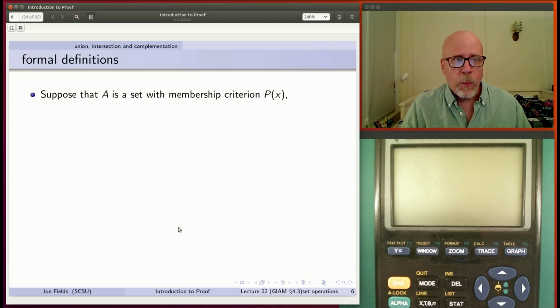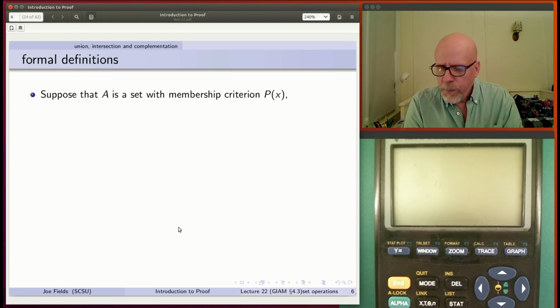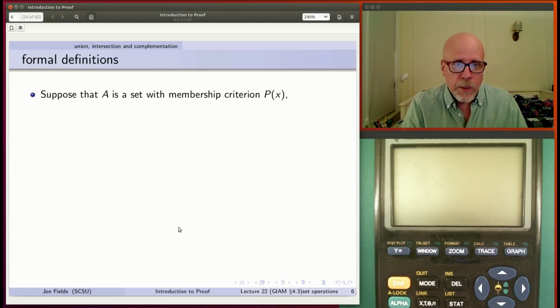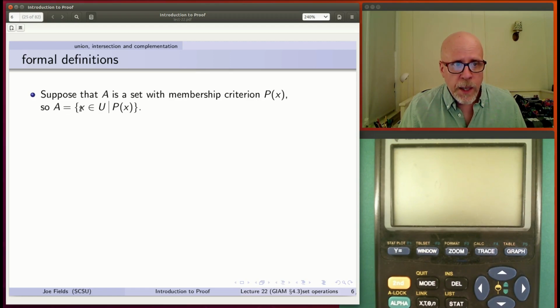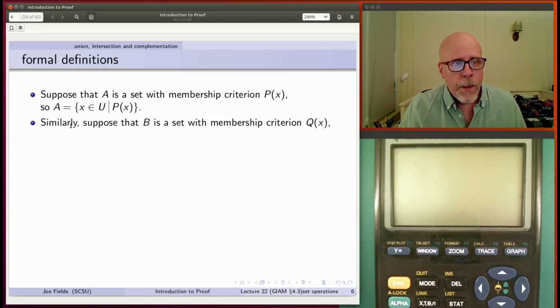So let's be a little more formal with it now. Suppose that A is a set and it has a membership criterion P of X. I have previously used this subscript notation M sub A of X, but that gets a little cumbersome in this setting. So I'm just saying P of X is an open sentence. A is the set for which it's the membership criterion. Another way to say that, in the reverse order, is that P of X's truth set is A. That's what we did two times ago, I think. So A is the set of all X in our universe such that P of X. That's how you define A.